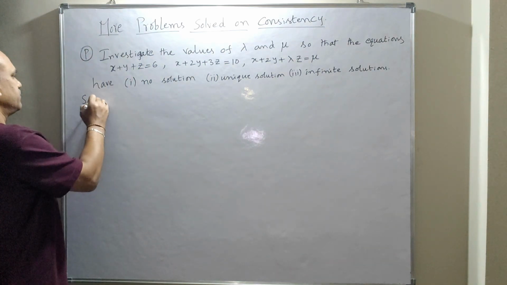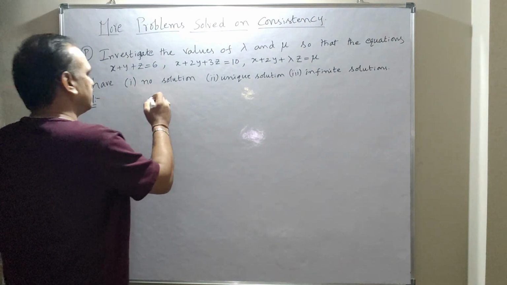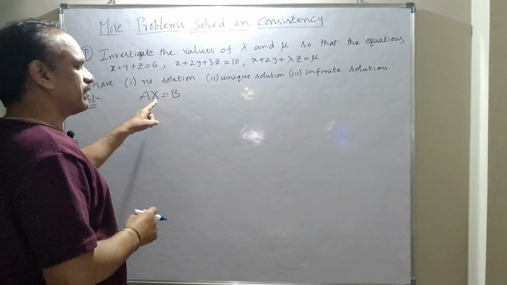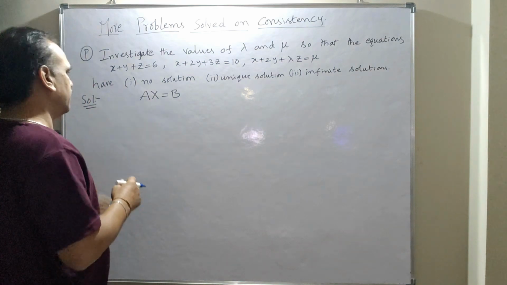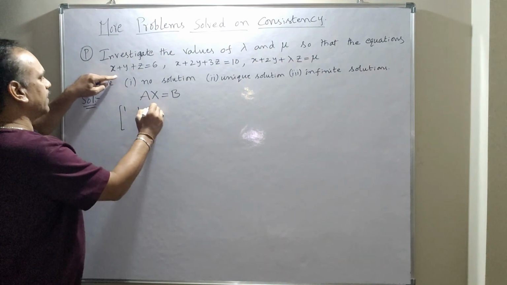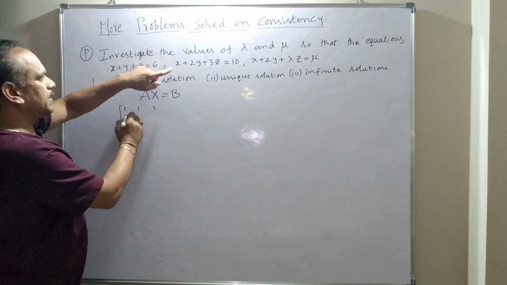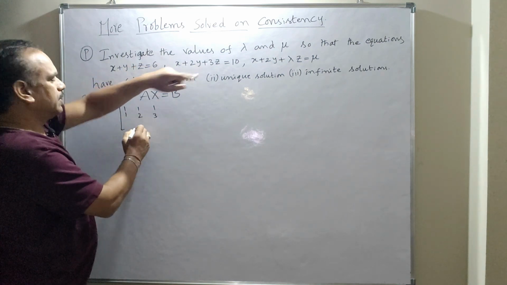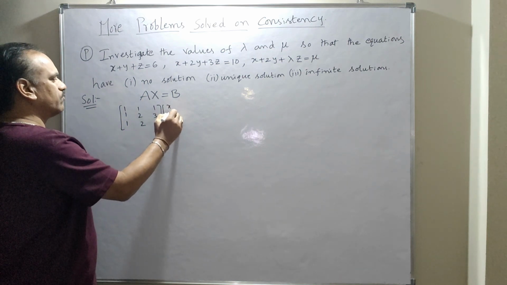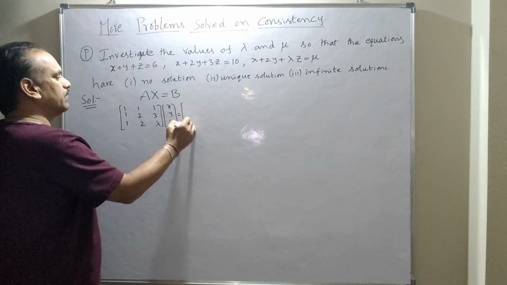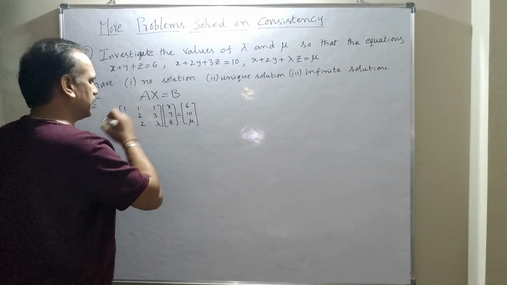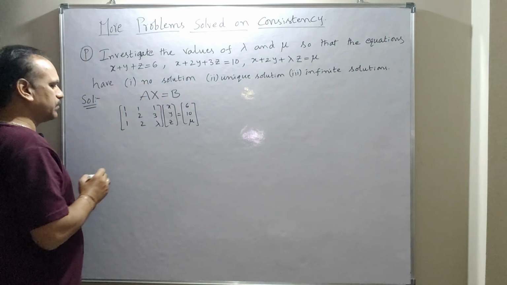Let us start writing the system of equations in matrix form. So if you write the given system in the matrix form, as we discussed in the previous lecture, we get 1, 1, 1. Here the coefficients are 1, 2, 3. In the third equation, the coefficients are 1, 2, lambda multiplied by x, y, z equal to the column matrix on the right hand side 6, 10, mu. Right. So this is Ax equal to B.